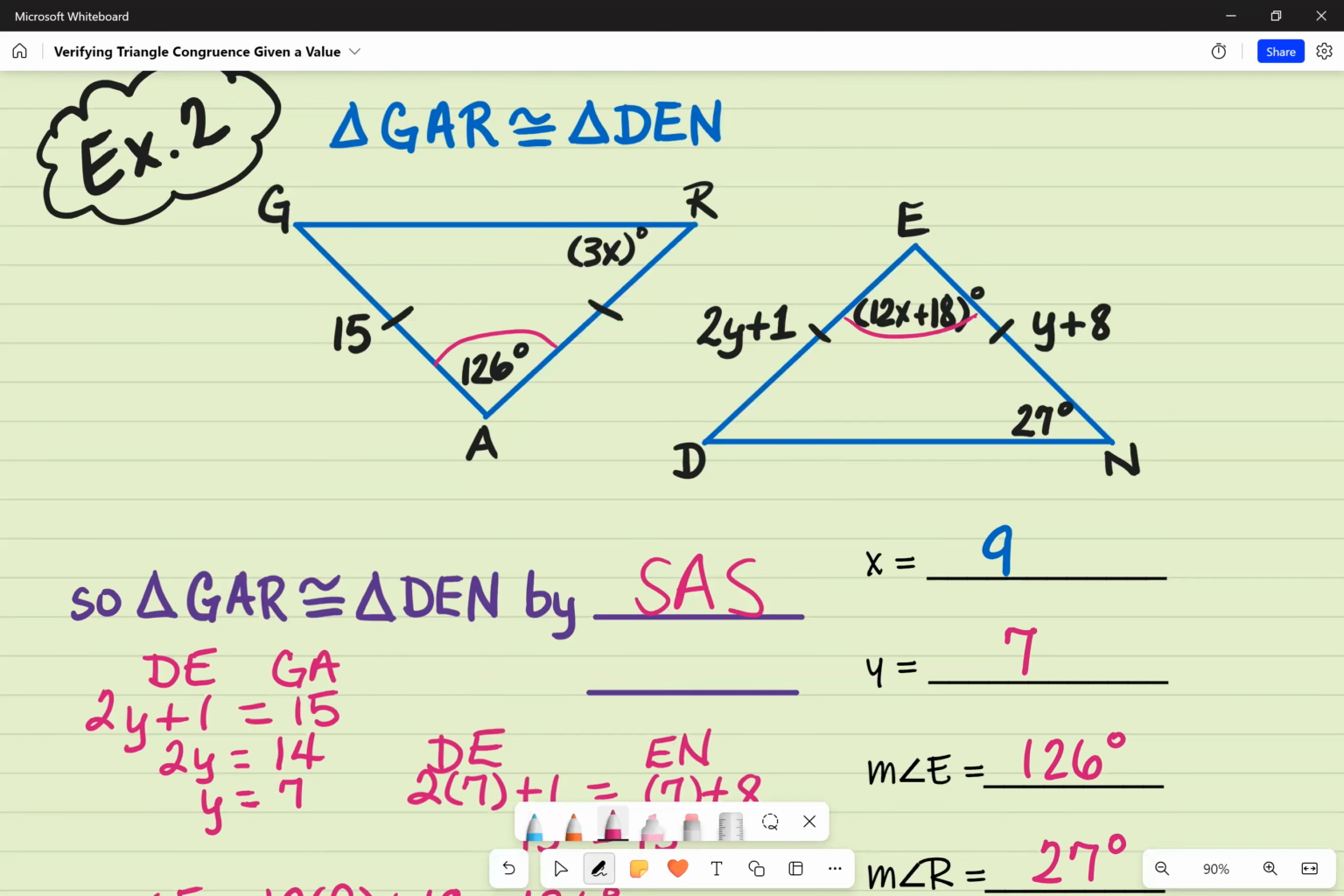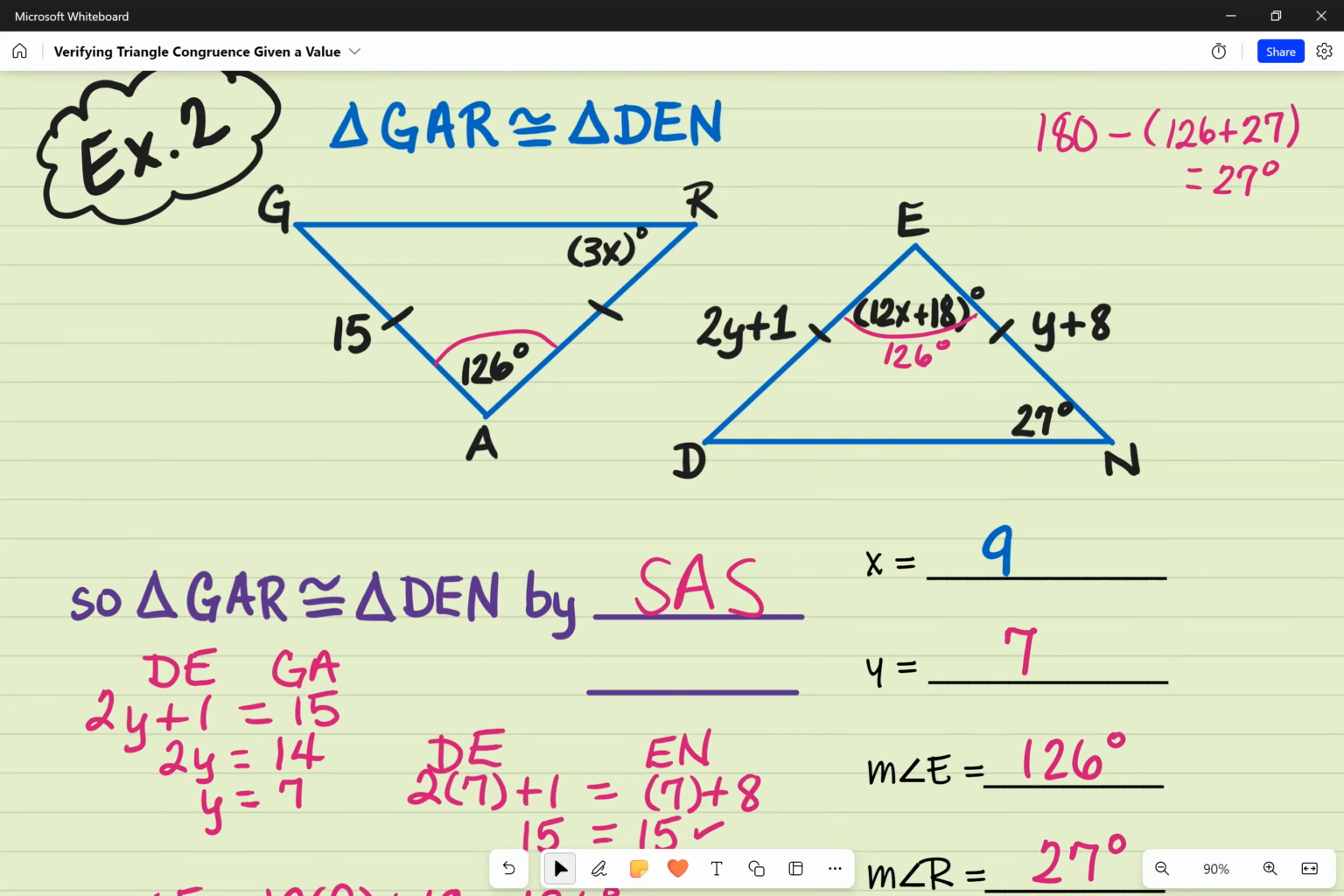What I can do is one of 2 things. I can recall over at the measure of angle E that this was 126 degrees. And I know that the triangle sum theorem says that if I add each angle together, they should equal a total of 180 degrees. So what I could do is just take 180 degrees and subtract what I do know. I already know that 126 plus 27, if I simplify it, is going to leave me with 27 degrees. So that's the triangle sum theorem.